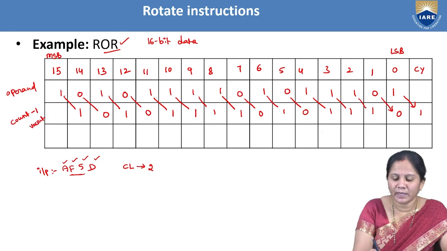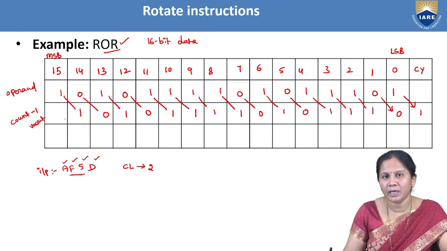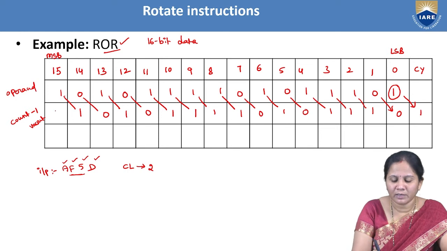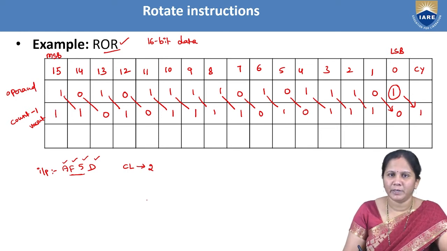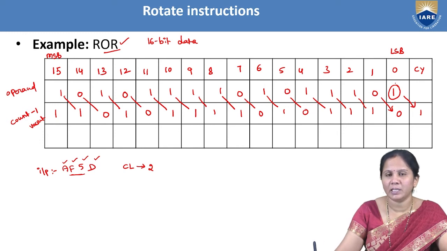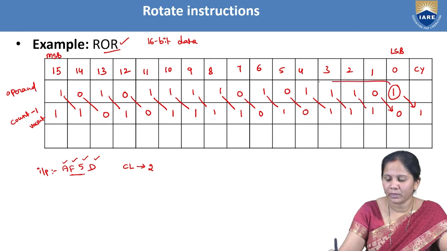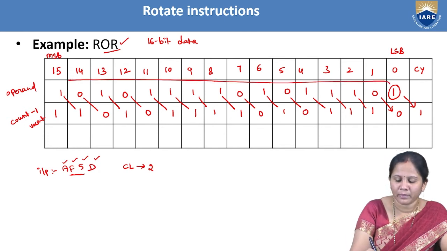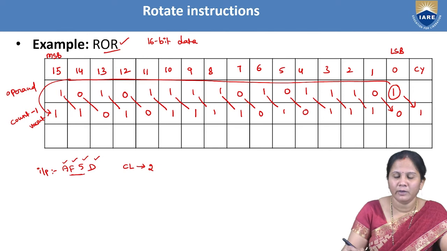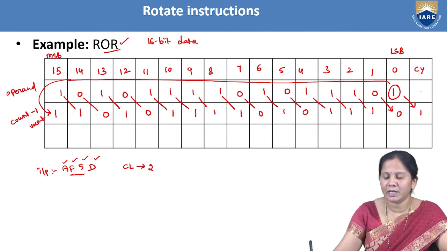This vacant MSB bit should be filled with the LSB bit. In the previous input, the LSB bit is 1. So the vacant bit will be filled with the LSB bit. This is the rotate operation: this LSB bit will be rotated and placed in the vacant bit. Here the carry bit has been excluded.